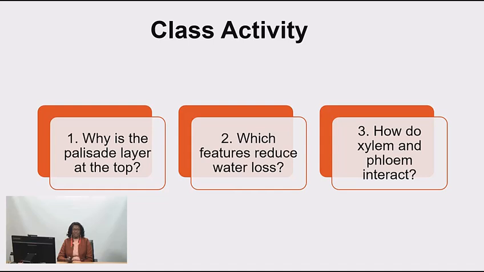Now let us do a class activity. I'm giving you 5 minutes to answer these 3 questions. Question 1. Why is the palisade layer at the top? Question 2. Which features reduce water loss? Question 3. How do xylem and phloem interact? 5 minutes. Think about the answers from what we just learned, and then I'll come back to you.